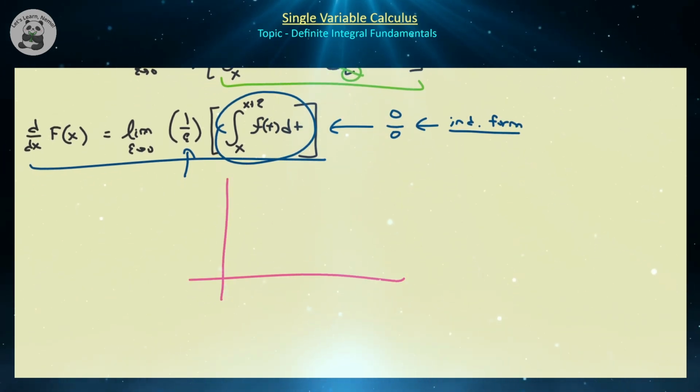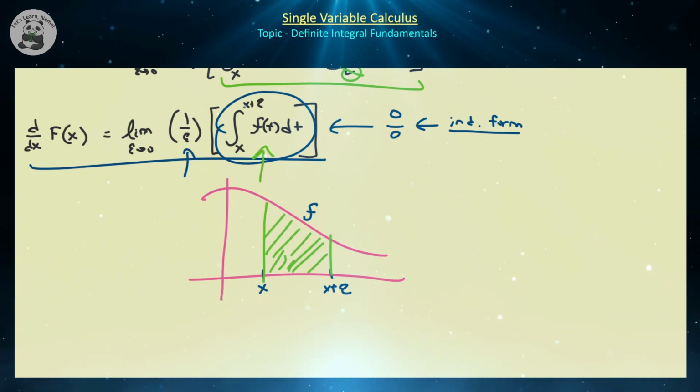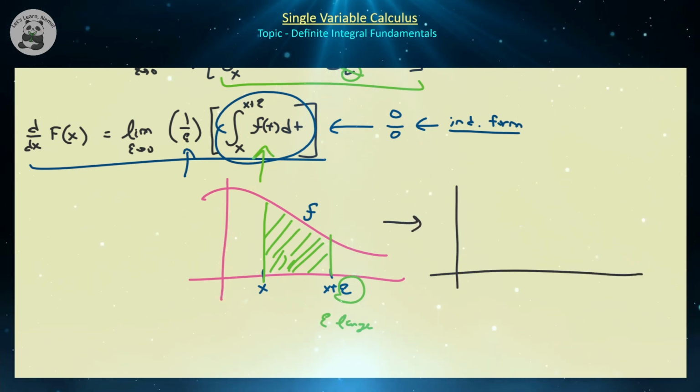So what we have here is some function. So this is our function f. We have x and x plus epsilon. And what we have here in this particular integral is the area underneath f on this interval, right? Now, in this picture, this epsilon is really large, right? So what I want to do is I want to make that epsilon a little bit smaller. So once I make my epsilon a little bit smaller, my picture is going to become a little bit closer like this.